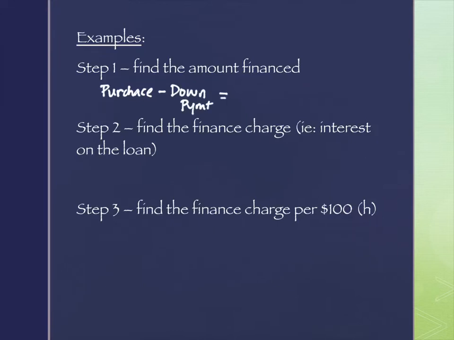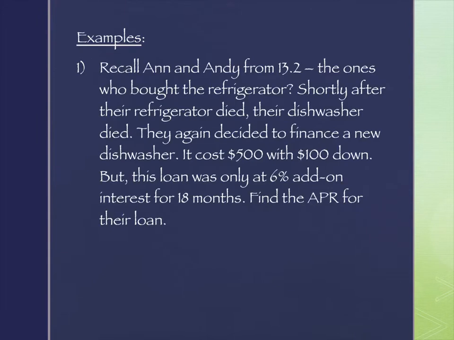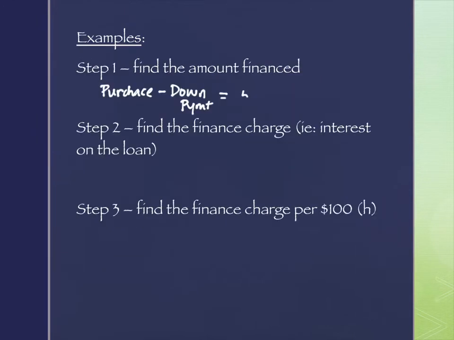So in our scenario, the purchase price was $2,000. That was our refrigerator. This was the dishwasher that we're just talking about right now. $500, yeah. So $500, we're putting down $100. So how much are they left to pay? $400. So this is the amount of the financing. Okay, so they're financing $400 worth of a product. We've already done that before. You know how to do that.